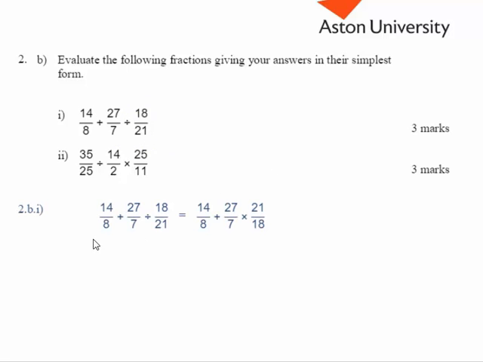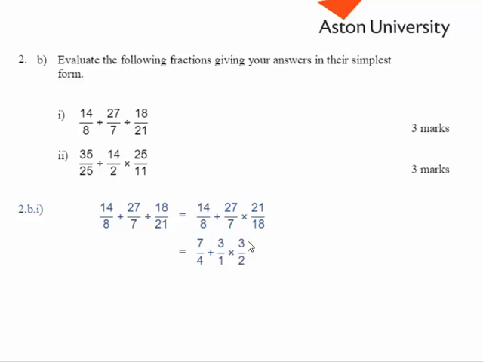So we can rewrite our first expression in this way here. Now we can do some cancelling. 7 goes into 21 3 times, so the 7 will cancel and 21 becomes 3. 9 goes into 27 3 times and into 18 twice, so they will cancel down. 14 and 8 have a common factor of 2, so that's the same as 7 over 4. So we can rewrite the right hand side as 7 over 4 times 3 over 1 times 3 over 2.